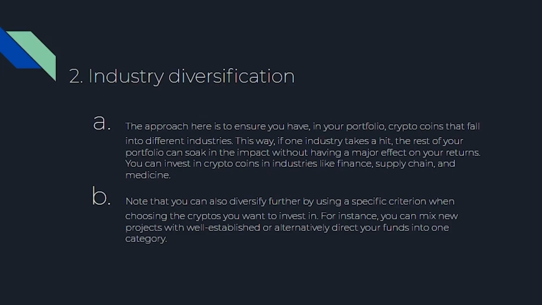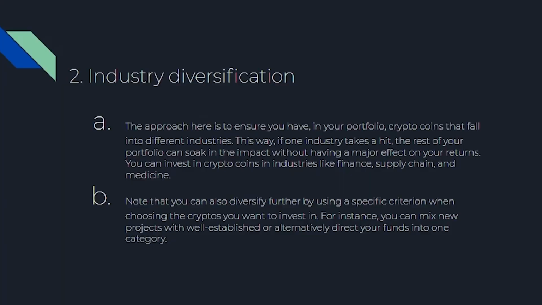So industry diversification. The approach here is to ensure you have crypto coins that fall into different industries. This way, if one industry takes a hit, the rest of your portfolio can soak in most of the impact. So you're investing in crypto projects in industries like finance, supply chain, and even medicine. Note that you can also diversify further by using a specific criterion when choosing the cryptos you want to invest in. For instance, you can mix new projects with well-established, or alternatively direct your funds into one category.